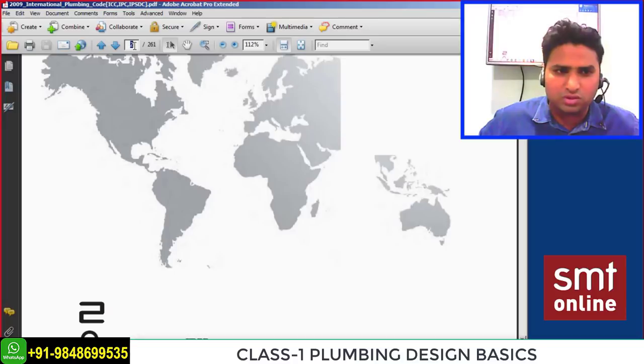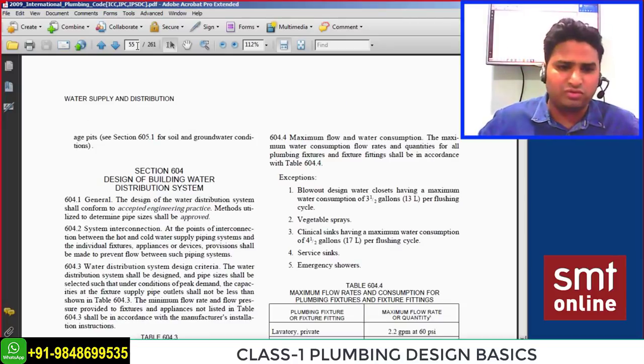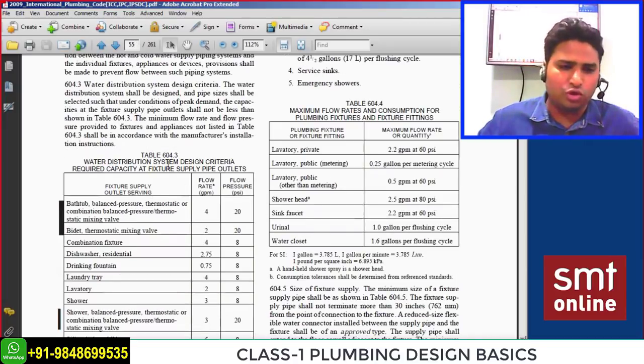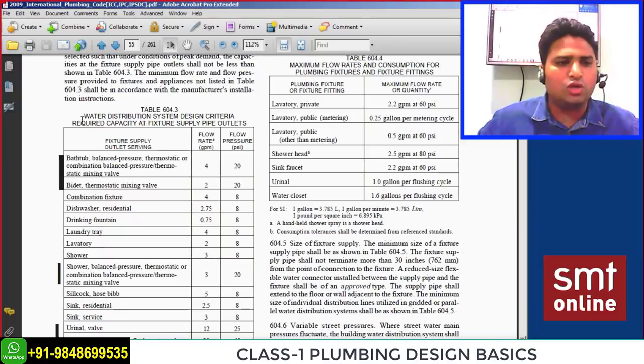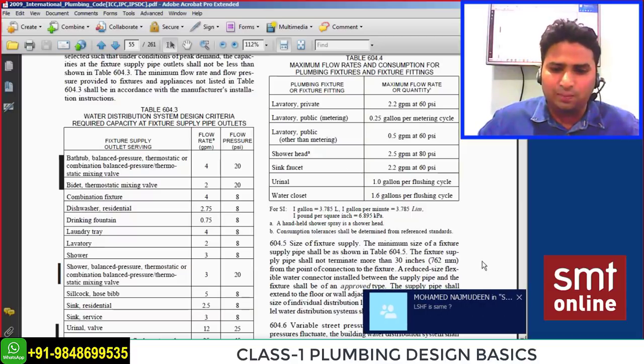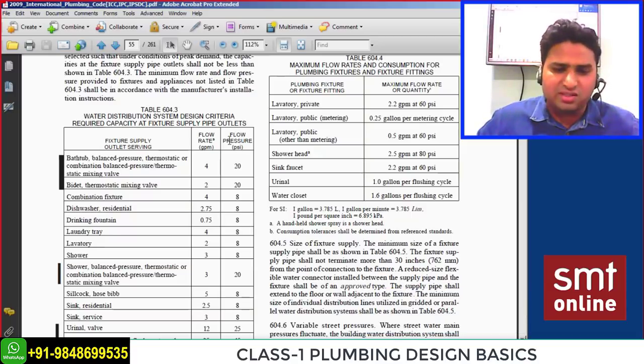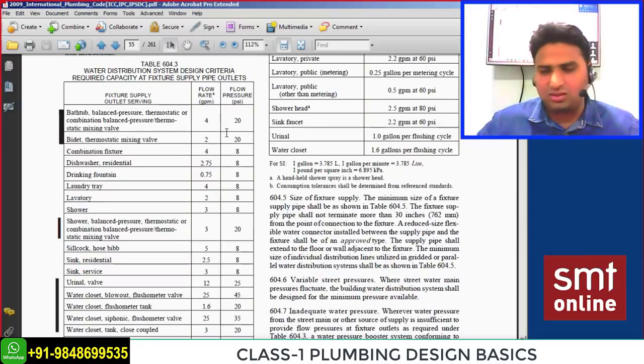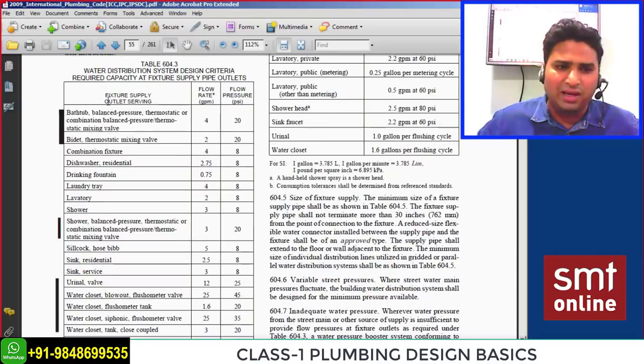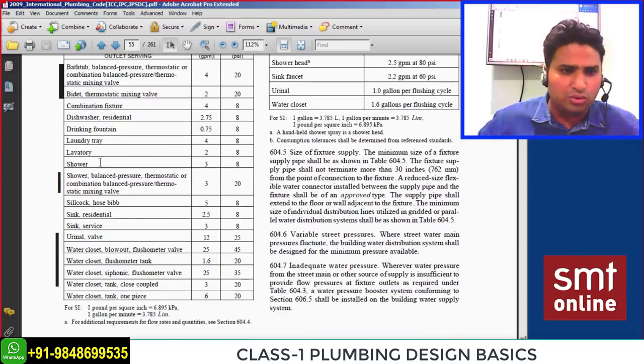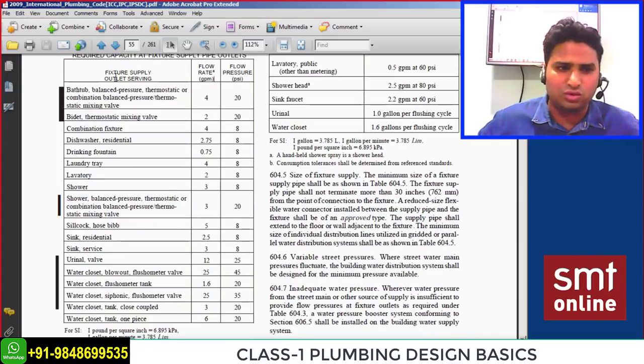So the very first thing he was saying, let me tell you, page number 55, table number 604.3. As you see over here is water distribution system design criteria, required capacity at what? Fixture supply pipe outlets. That means if you see over here, fixture supply outlet serving, now the flow is given in terms of GPM, I mean the flow rate, and the pressure is given in terms of PSI.